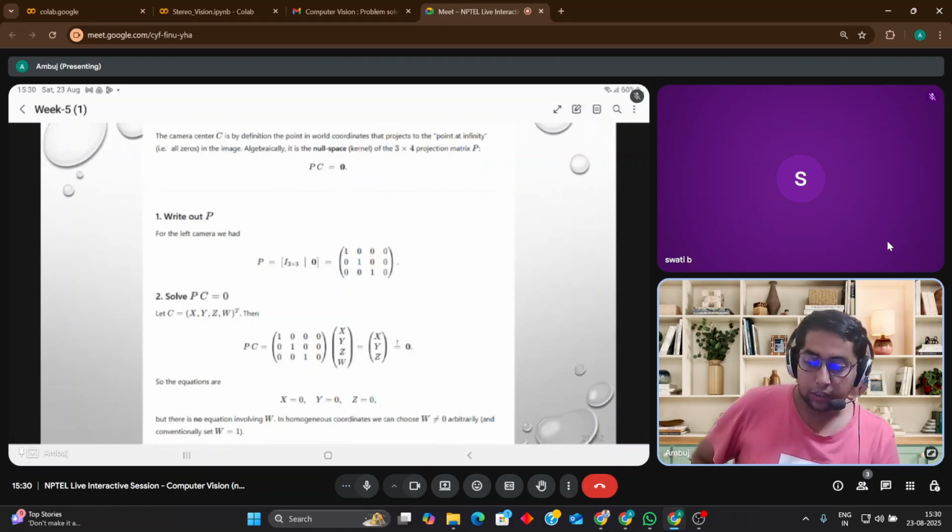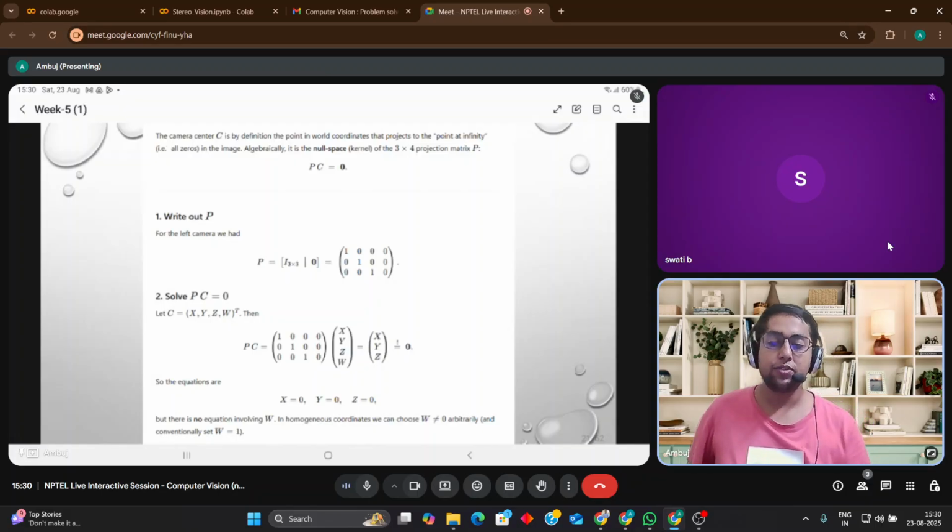Now, if I mathematically try to explain this concept: the camera center C is by definition the point in world coordinates that projects to the point at infinity.